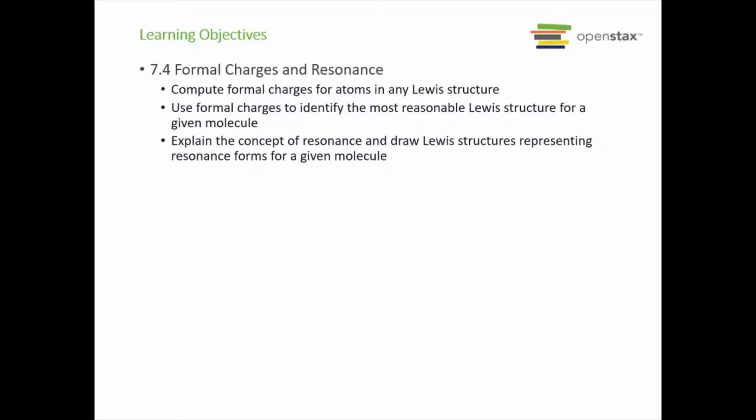We're now on 7.4, formal charges and resonance. In this section, we're going to compute formal charges for atoms in any Lewis structure, use formal charges to identify the most reasonable Lewis structure for a given molecule, and explain the concept of resonance and draw Lewis structures representing resonance forms for a given molecule.